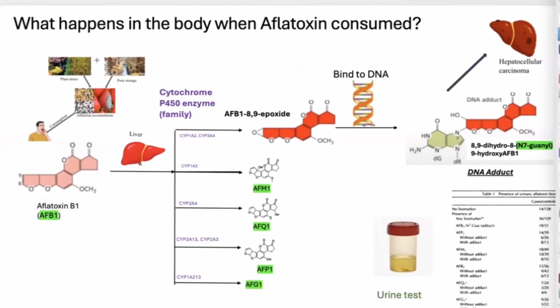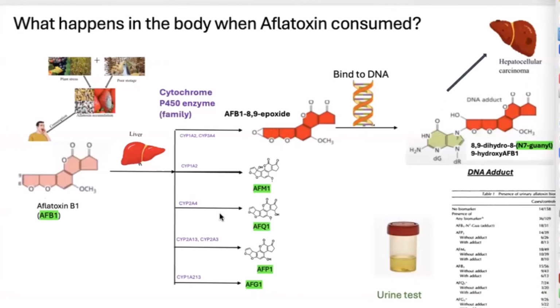So what happens in the body when aflatoxin is consumed? As I told you, aflatoxin B1 is the most toxic one, and it goes to your liver. And in the liver, there is a big family of enzymes called cytochrome P450 enzymes. And there are several subtypes of enzymes under this big category. Let's go see the first line. This aflatoxin B1 goes to the liver, and then by this enzyme, it's converted to aflatoxin B1 8,9-epoxide. And this converted form of aflatoxin is going to bind to the DNA in the liver. So now this is called N7-guanyl aflatoxin B1. That's the first marker in the paper. And this can lead to liver cancer.